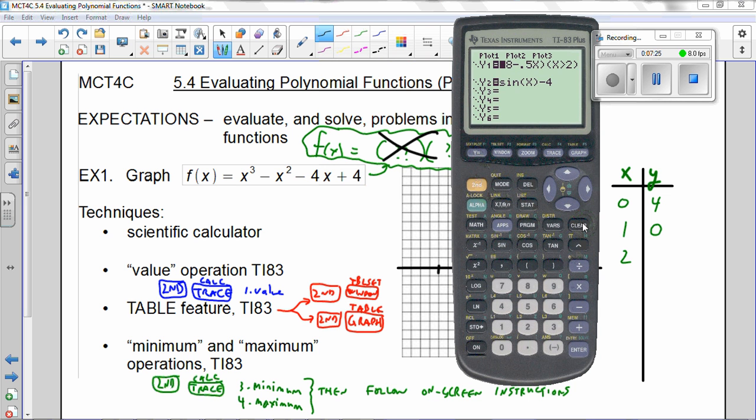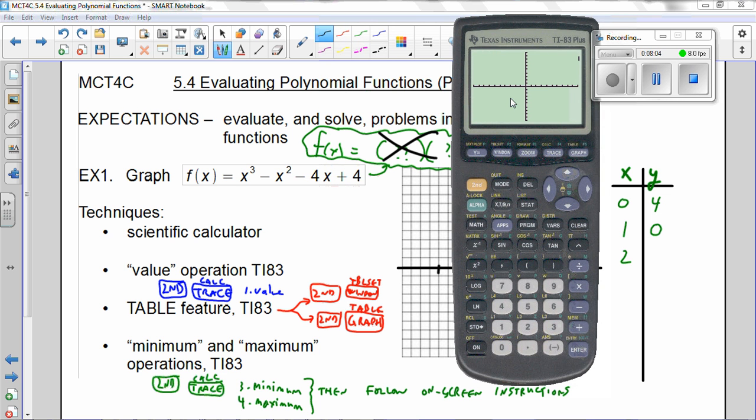So in y equals, you might have all sorts of crazy stuff in here, and that's all fine. But you need to type in the function. The function is x to the exponent 3 minus x squared minus 4x plus 4. And then to graph it, you could just press graph, but that would be relying on whatever window settings were there. A good place to start is Zoom 6 or Zoom Standard.